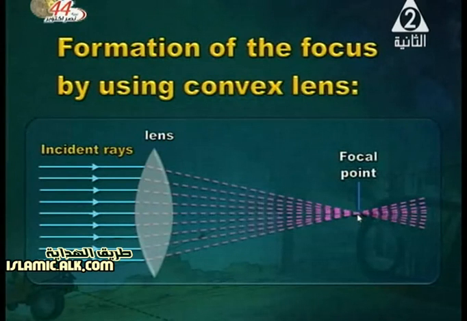Why is this focus called real? Because it is the point of intersection of all the refracted light rays, not the extensions. They are the point of intersection of all refracted light rays after passing through a convex lens.